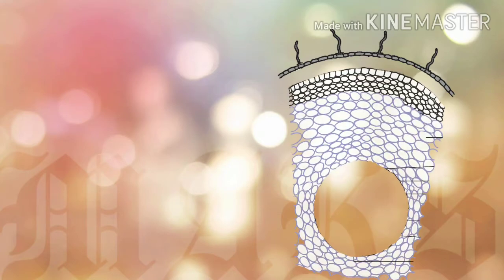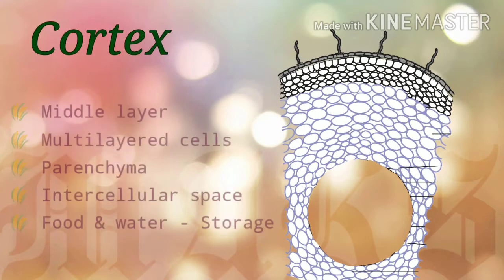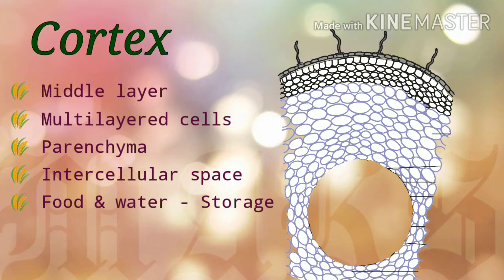The next part in TS of monocot root is the cortex. Cortex is a middle layer with multiple cells. These multi-layered cells are made up of parenchyma cells. As you can see, there are spaces in between the cells which are called intercellular spaces. Food and water are stored in the cortex layer.